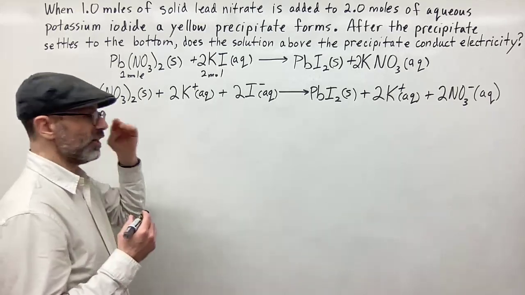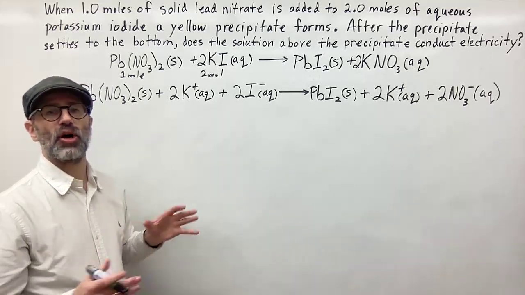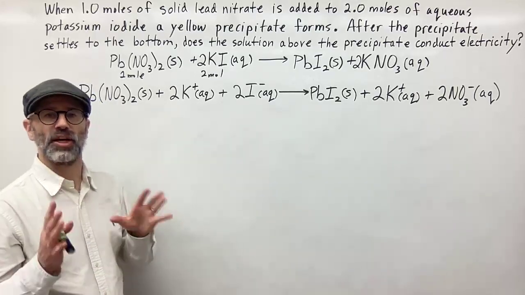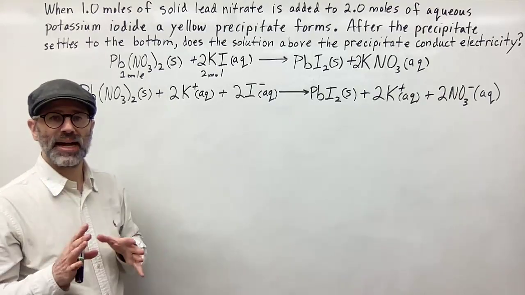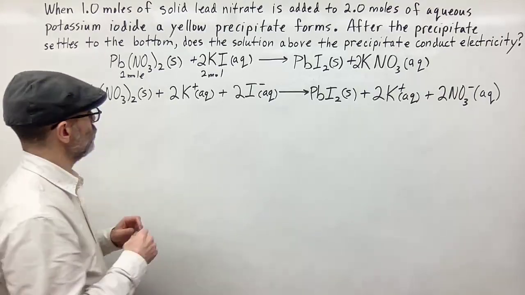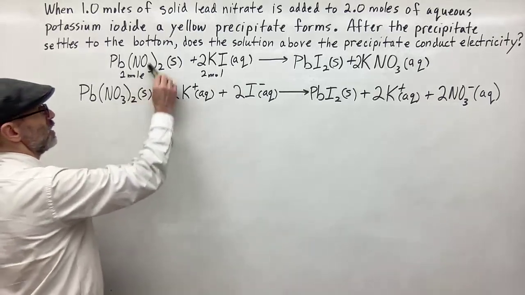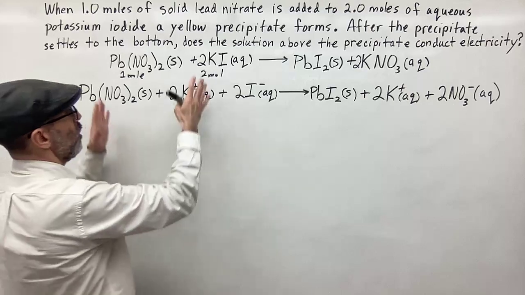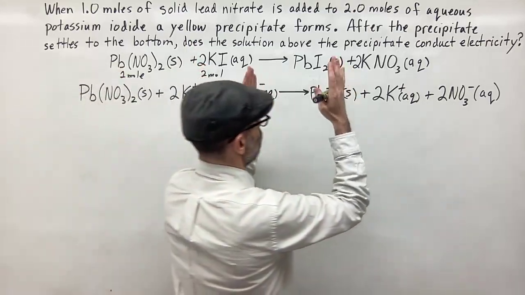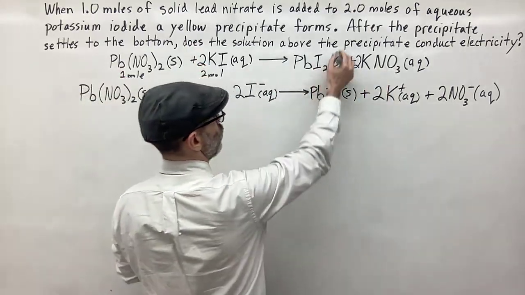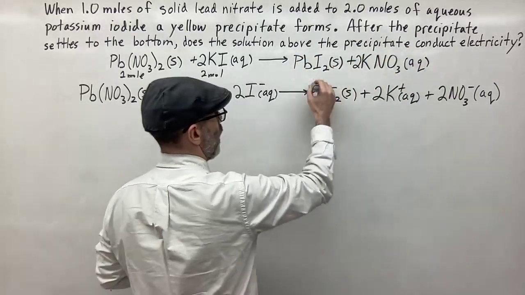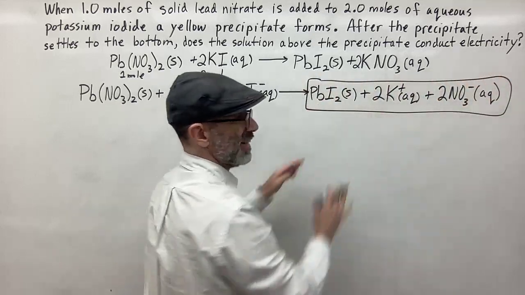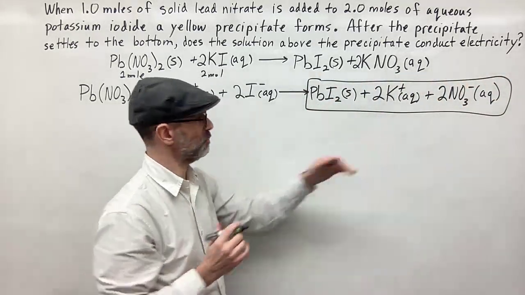But don't let that fool you, because even though it completely reacts, that doesn't mean you're not going to have ions left over in solution. That's the key. Do we have ions left over in solution? Since this is going to completely react with this, basically all of this becomes all of this. So we just need to look at this side here. This is what is left in solution after the reaction.